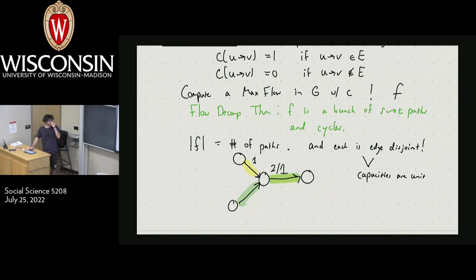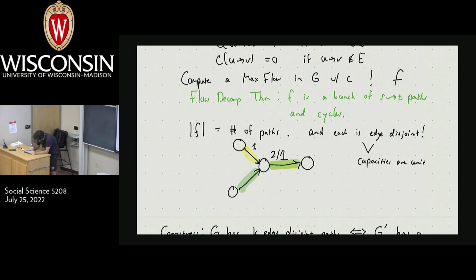Okay. So essentially what we're doing, we compute the max flow. We know max flows can be decomposed into a bunch of S to T paths. We can just ignore the cycles. We take all those paths that have unit flow, or let's just say positive flow. And I claim that these give us the solution to the problem. It's a maximum number of edge disjoint paths.